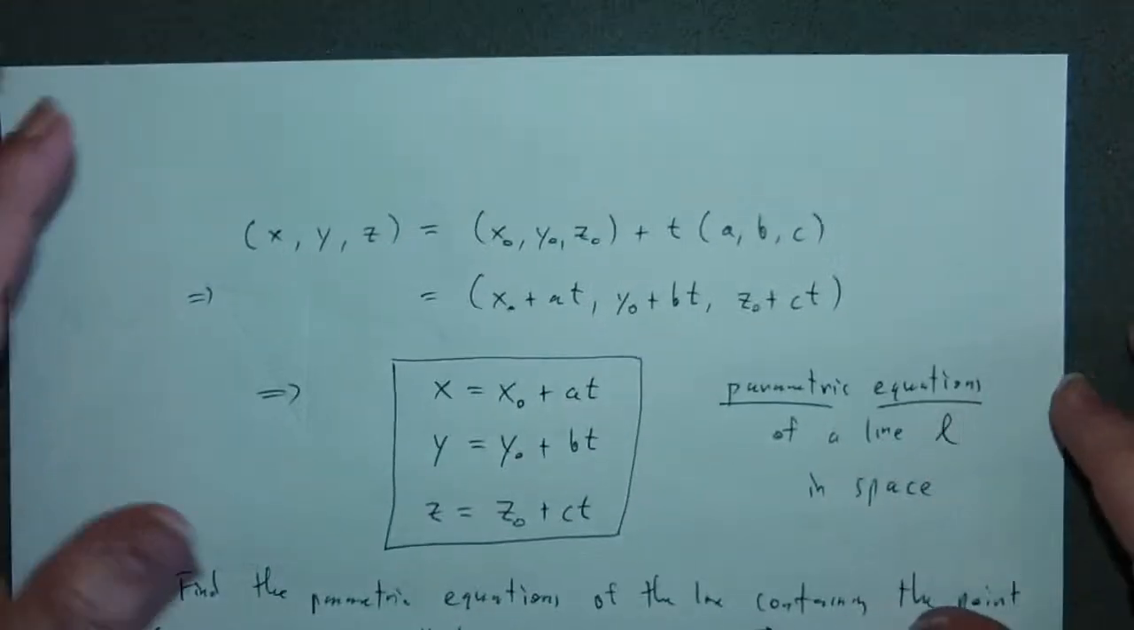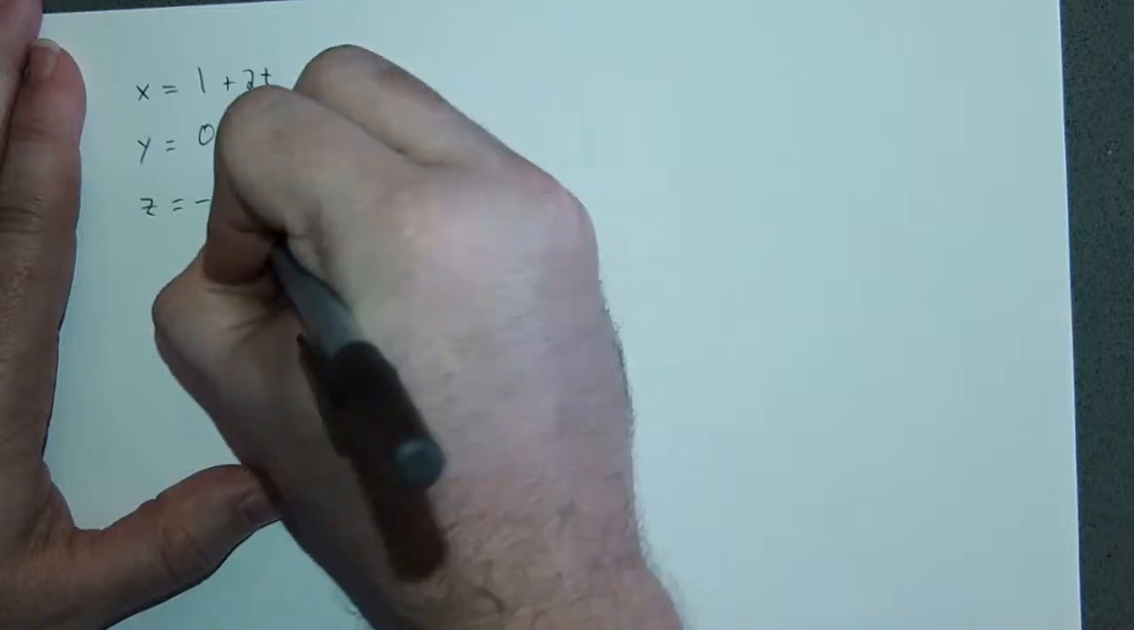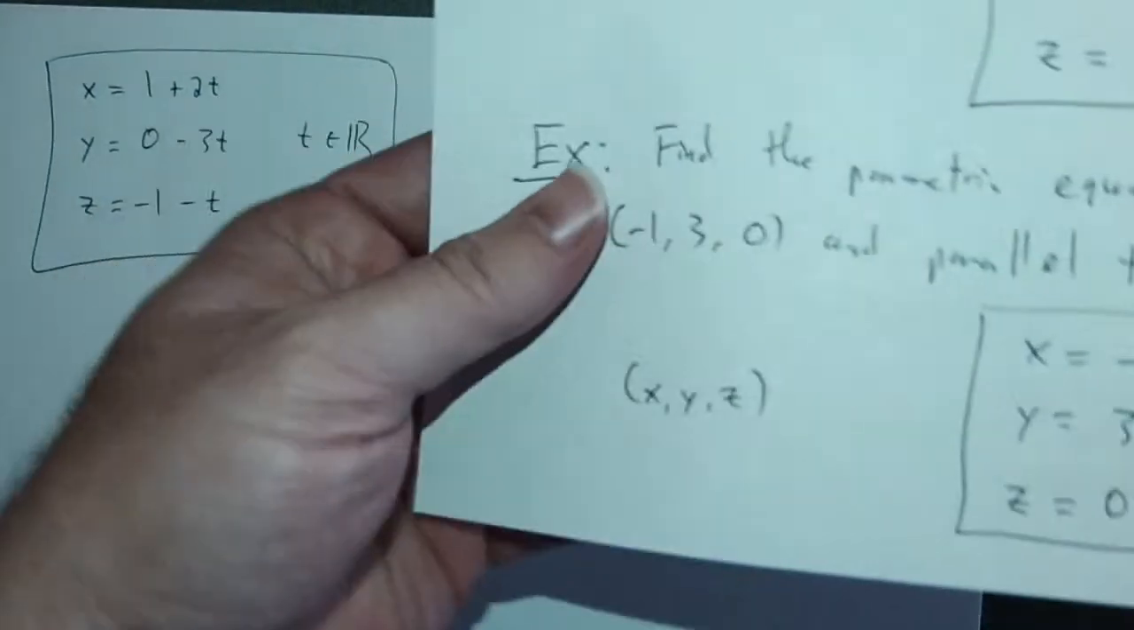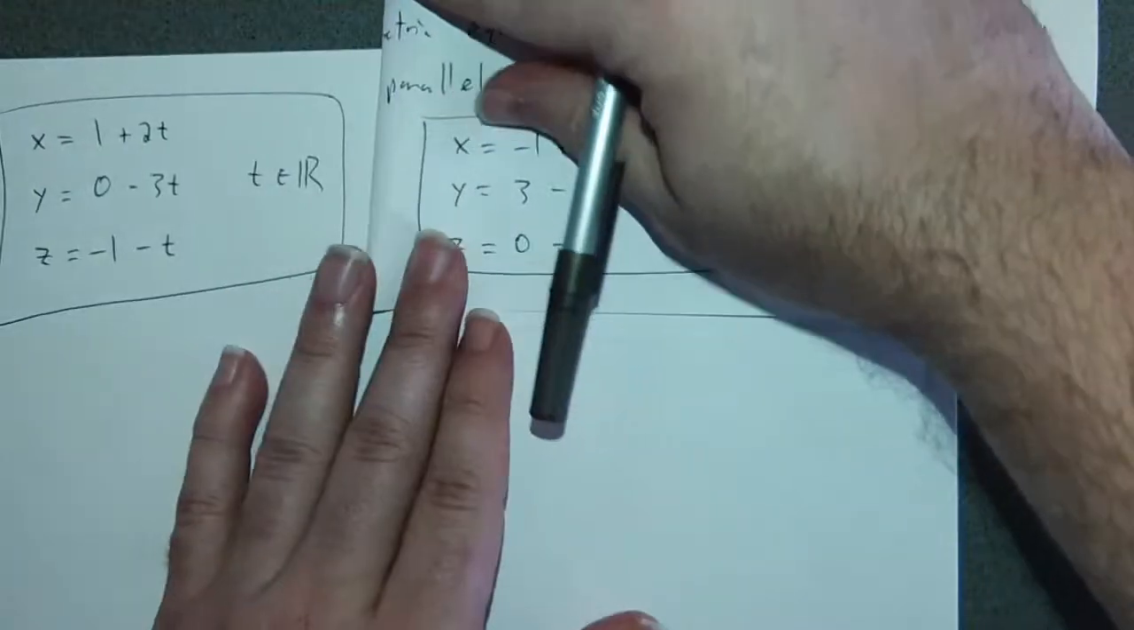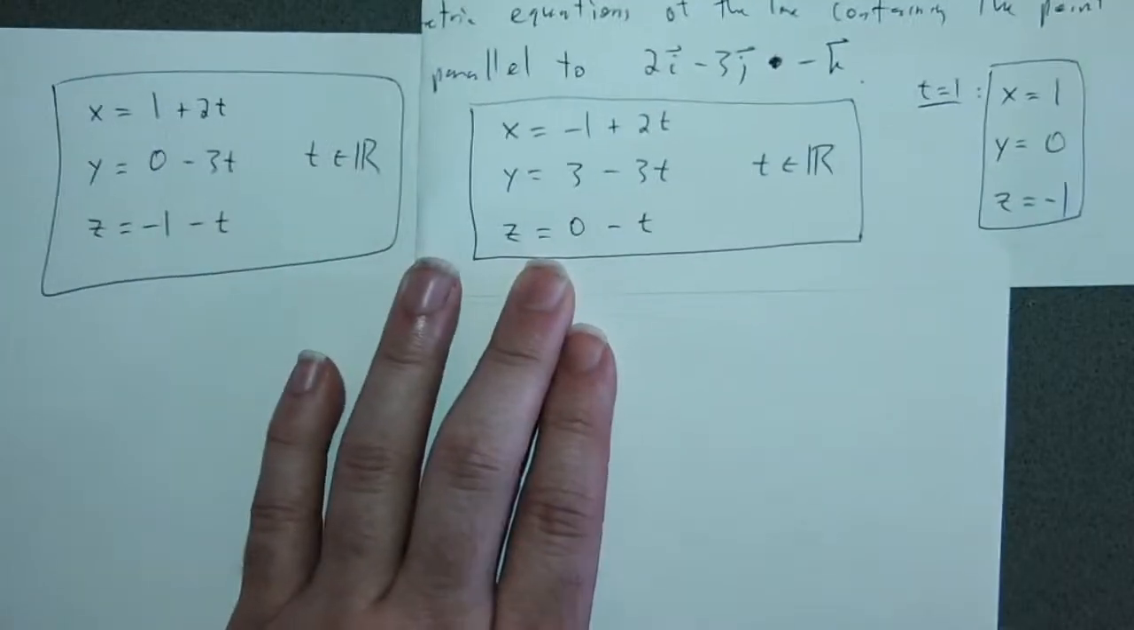So if I wrote my equations for my line, let's rewrite. Say x is 1 plus 2t, y is 0 minus 3t, and z is -1 minus t, and t is just some real number. This is the same as this. So these two equations describe the exact same line.